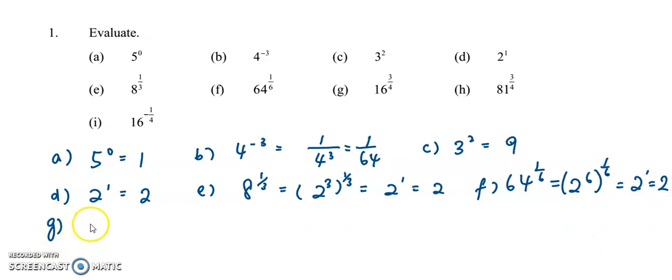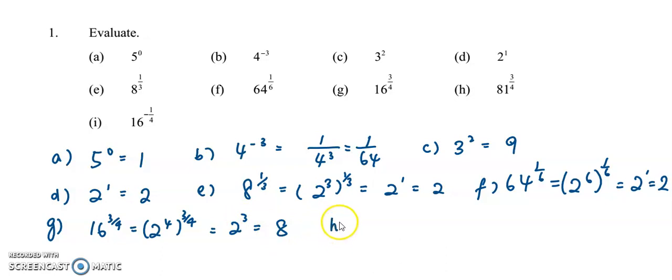And proceed to question G, 16 power of 3 over 4. This question is similar to E and F. We're going to simplify the 16 into 2 power of 4. And 2 power of 4 is going to be raised again to the power of 3 over 4. Now simplify 4 and 3 over 4 by cancelling the 4. You get 2 power of 3. So in the end, you have 8.